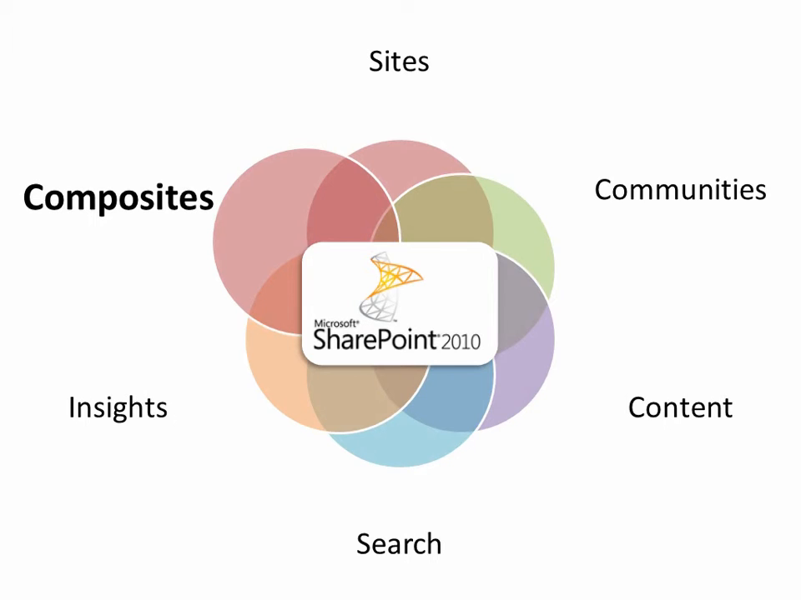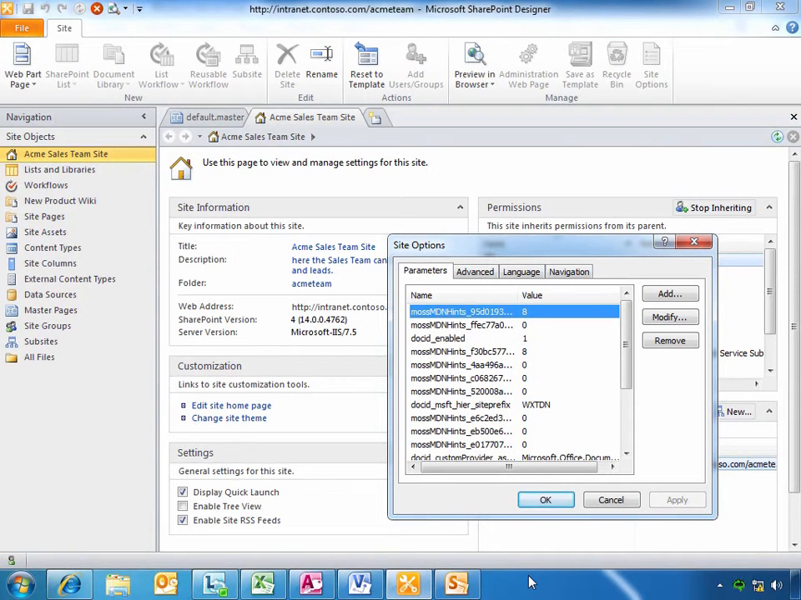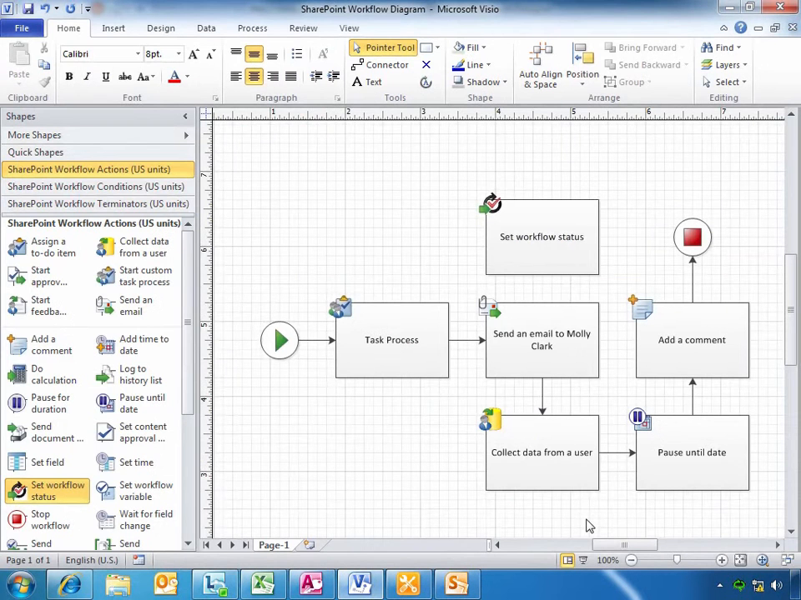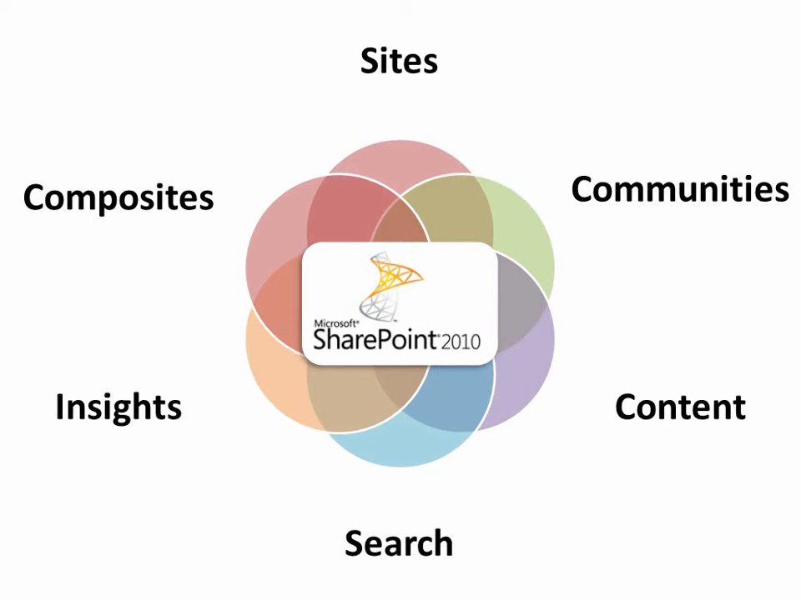The last area is Composites. This is where you can customize SharePoint to give you exactly the view of the information that you need. This could include using tools like SharePoint Designer to extend the capabilities of SharePoint, or something like Visio, where here I'm plotting a workflow in SharePoint of information. You can do a lot of customizing without being a programmer, and if you are a programmer, you can do even more with Composites. So there's an overview on SharePoint.